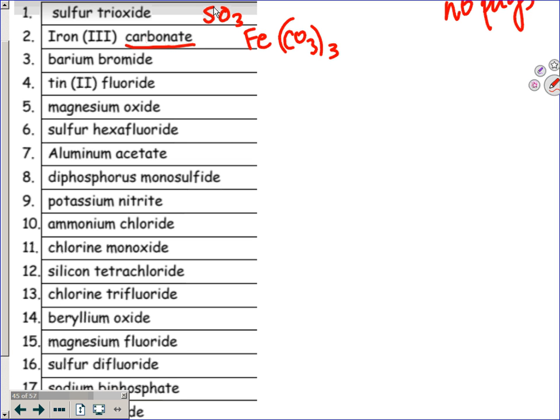Everybody, what does carbonate have? 2 charges. We have to crisscross both charges. It's not 1, it's both. So yeah, I just remember carbonate's 2.